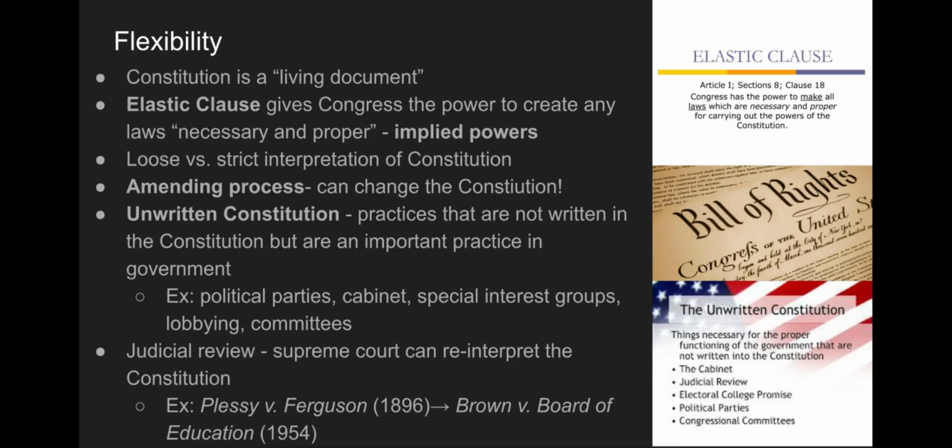But as people quickly figured out, separate is not inherently equal. So the Supreme Court reinterprets that court case in Brown versus Board of Education. Almost 60 years later, 1954, this is the start of the civil rights movement. They say, no, separate is not equal, and schools must be integrated. So this is a critical example of the flexibility of the federal government. The Supreme Court can change its mind on certain things.